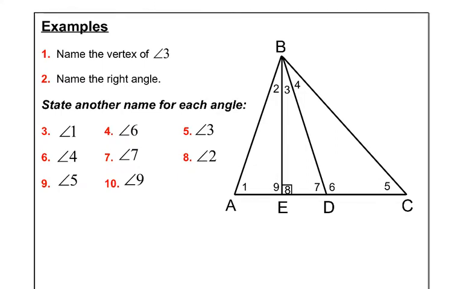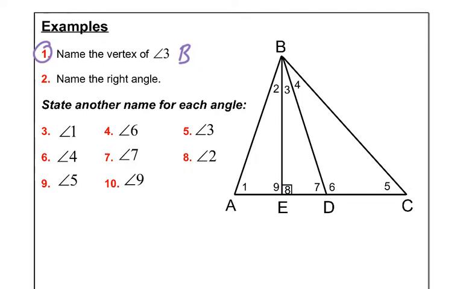All right, number one. Let's find angle 3. Angle 3 is over here, which is made up of E, B, D. You notice how I said that? I said E, B, D, and the vertex letter is always in the middle, so the vertex would be point B.